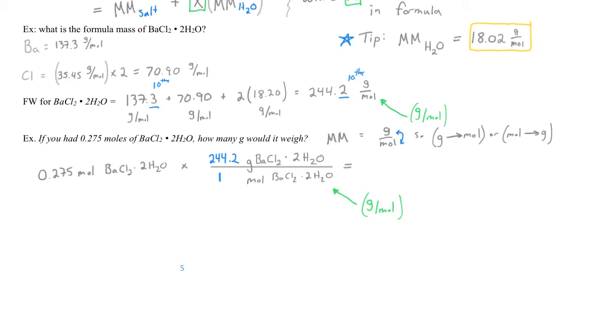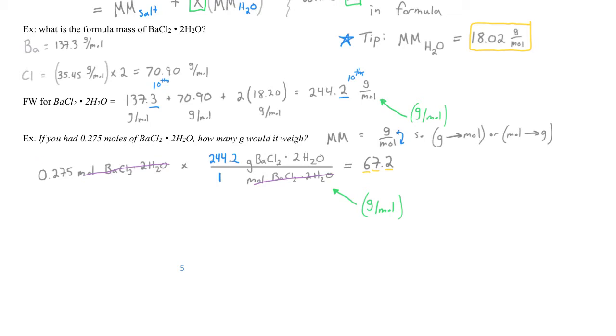Now we can arrive at a solution simply by multiplying our moles of barium chloride dihydrate by its molar mass in grams, and this gives us 67.2. Notice our answer here needs to be rounded to 3 significant figures because the initial term that we started with also only has 3 significant figures.